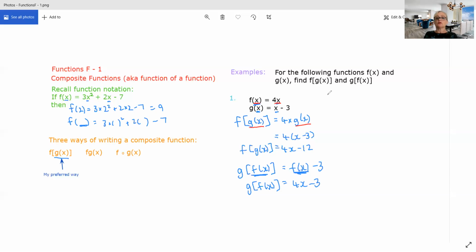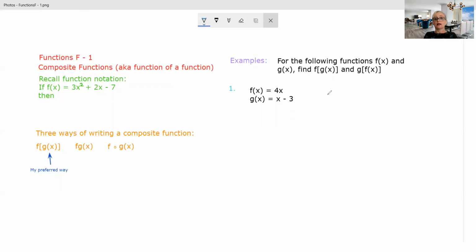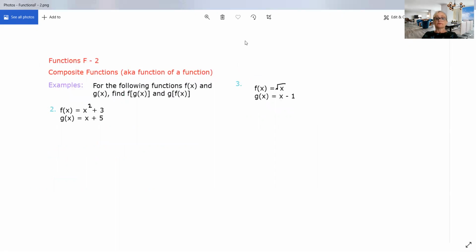Okay, ready to move on. Let's try some slightly harder examples. Okay, so here we have a quadratic function and a linear function. We want to do f of g of x and g of f of x and see what we get. So f of g of x means wherever we see an x, we want to do g of x squared.